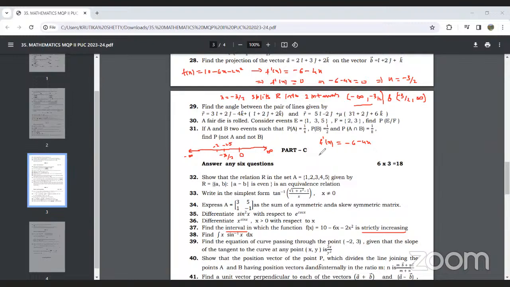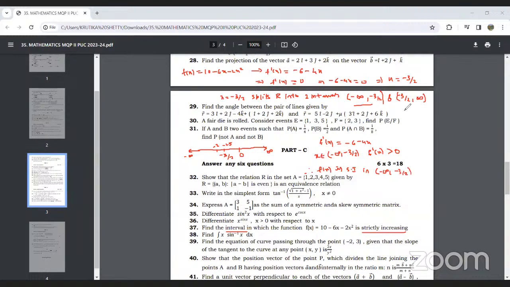So for x belongs to minus infinity to minus 3 by 2, f dash of x is greater than 0. Now if the derivative is greater than 0, then the function is strictly increasing. Therefore the answer: f is strictly increasing in the interval minus infinity to minus 3 by 2.